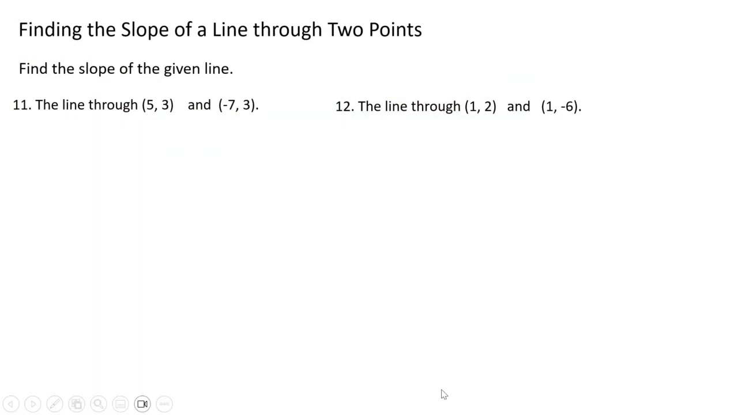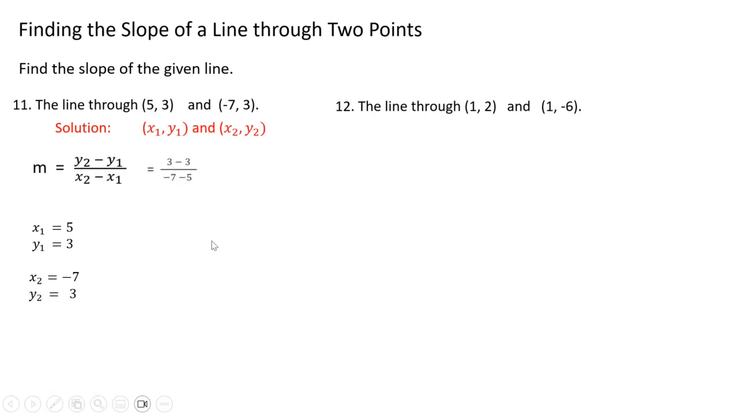Okay, now let's do number 11, number 12. We know that x1 is 5, y1 is 3, x2 is negative 7, and y2 is 3. Put them into the formula. So we get 3 minus 3, so it's going to give us 0 over negative 12. So my slope is equal to 0.